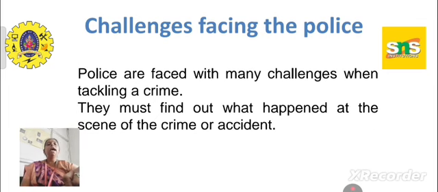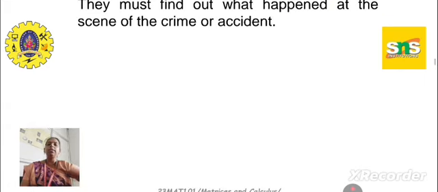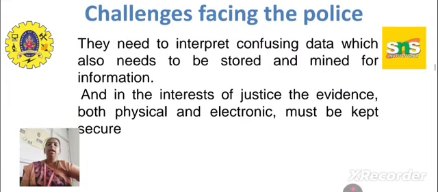So, what are the challenges facing the police? Police are faced with many challenges when tracking a crime. They must find out what happened at the scene of a crime or accident. They need to interpret confusing data, which they also need to store and mine for information. And in the interest of justice, the evidence, both physical and electronic, must be secure.